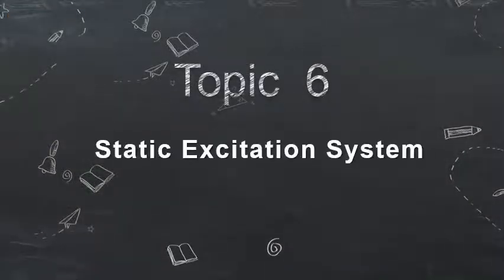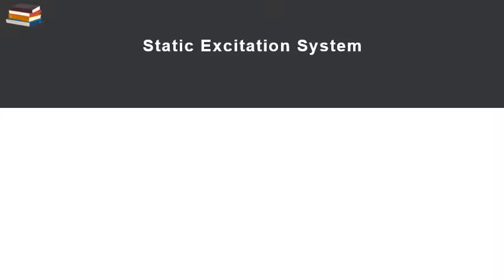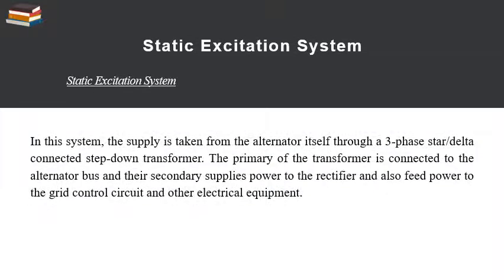Next is the static excitation system. In this system, the supply is taken from the alternator itself through a three-phase star-delta connected step-down transformer. The primary of the transformer is connected to the alternator bus and the secondary supplies power to the rectifier and also feeds power to the grid control circuit and other electrical equipment.